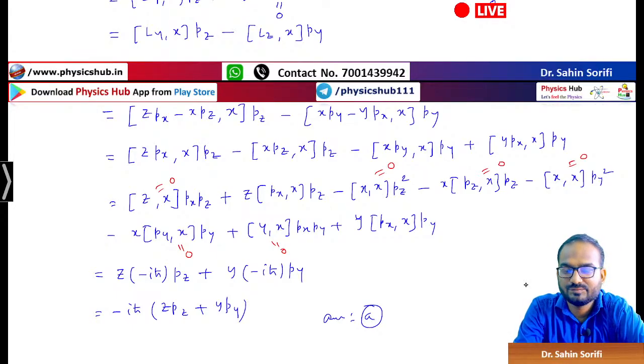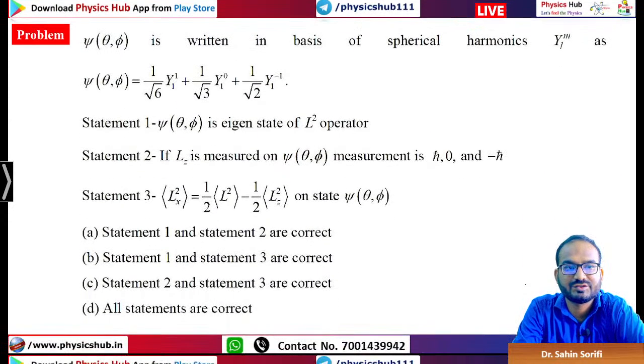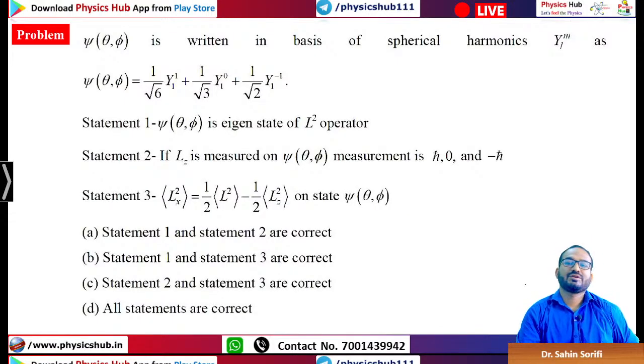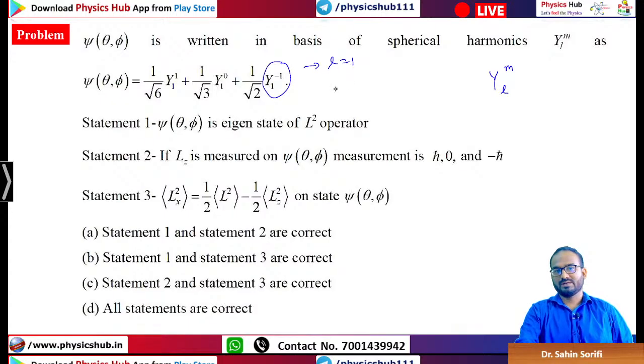Okay, let's move on to the last problem for today's session. Psi theta phi is written in the basis of spherical harmonics Y_L^M as this. So here you see Y_L^M means the term in the subscript is L, and the term in the superscript is M. Subscript L, superscript M. So for this term, what is the value of L? 1. What is the value of M? Minus 1.